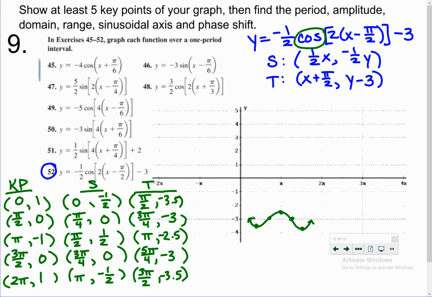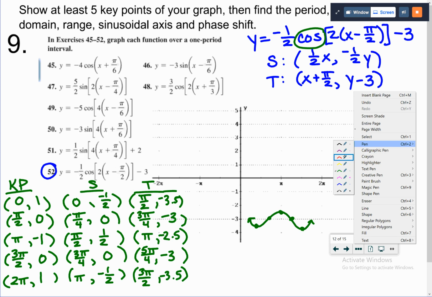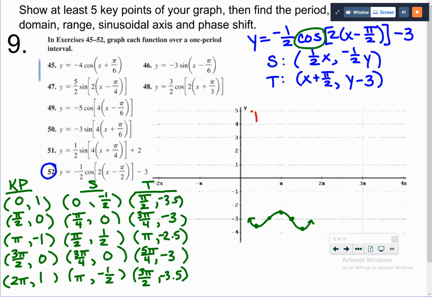Sorry. Okay, thank you. All right, so now let's just name all those properties that we've practiced. Let's start with period. Remember how to find period of sine and cosine. You can use 2 pi over b, or you can just figure out how far apart the points are that you plotted. Here b is 2, so if I do 2 pi over 2, I just get pi.